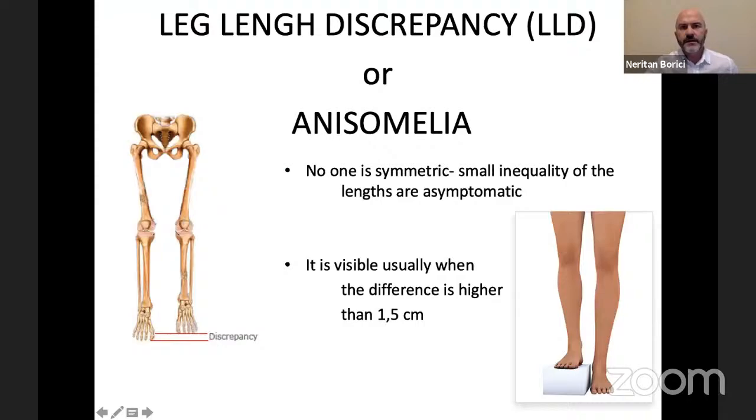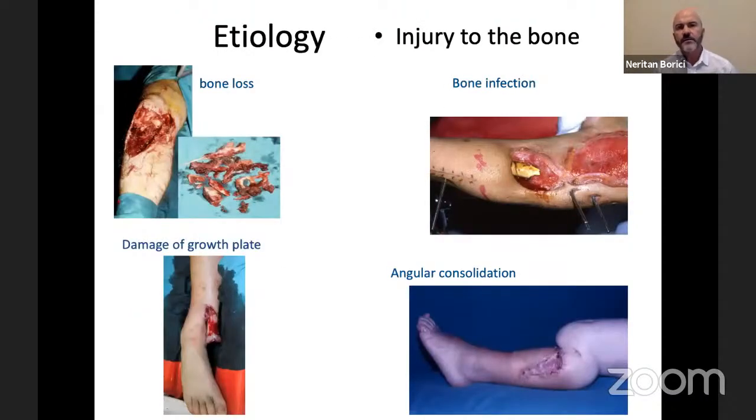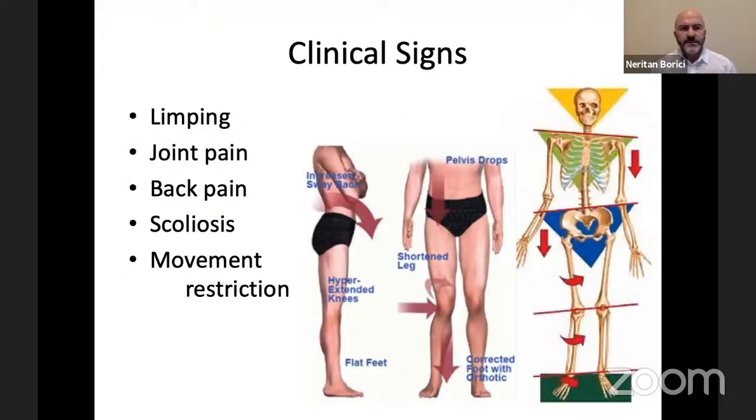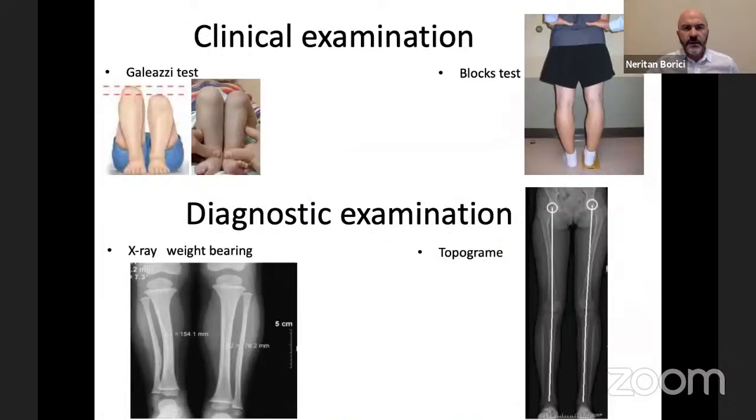What is leg length discrepancy? It is the inequality of the limbs, which in most cases results from the sequela of trauma or from congenital malformations. The clinical signs are limping or joint pain, back pain, scoliosis, and later movement restriction.